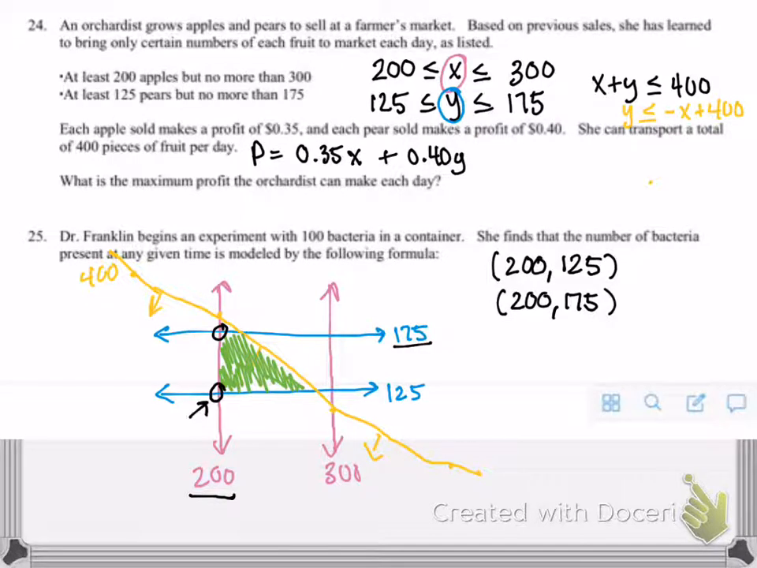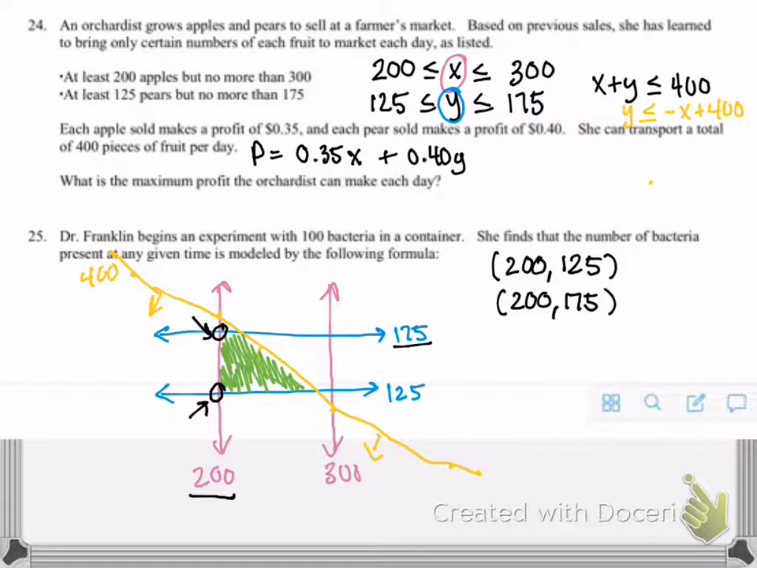So 200 and 125, 200 and 175. And then for the other two, we've got to solve a little bit. At this point right here, the y value is 125. If I substitute that into this equation where y is, I have 125 is less than or equal to negative x plus 400.